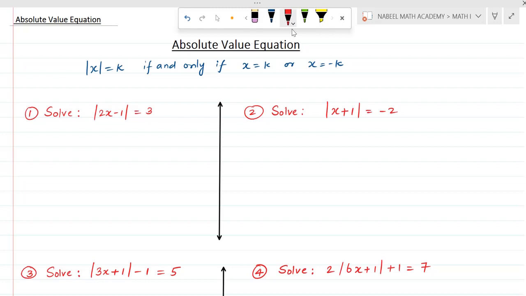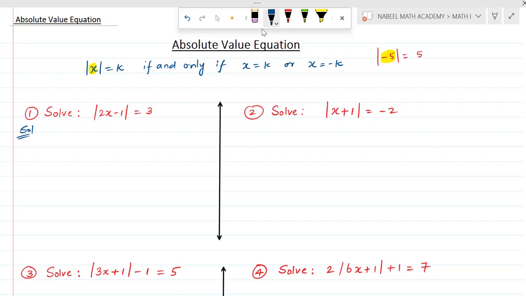Whereas in the number, we will have a different case. If you have |-5|, it becomes 5, so here you will have only a number. But in this case, we will have a variable, right? So whenever we have a variable, we will have plus k and minus k. So let us solve the problem here.